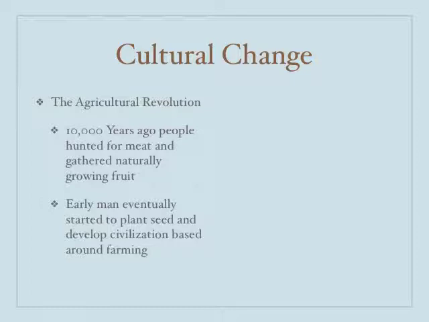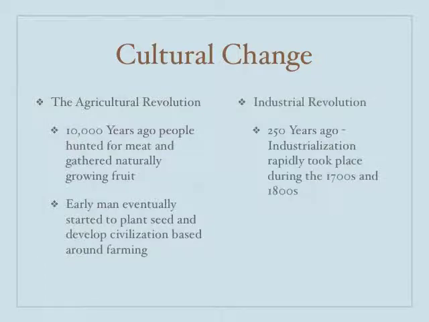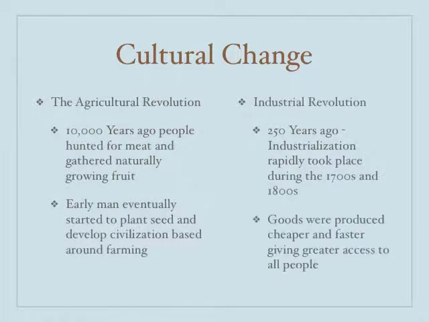Civilization develops. Farming is there. Animals become domesticated. Then we have another revolution called the Industrial Revolution. About 250 years ago, industrialization rapidly took place during the 1700s and 1800s. Goods were then produced cheaper, faster, giving greater access to the people in the industrialized areas.